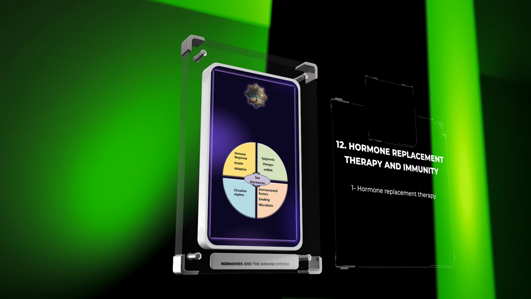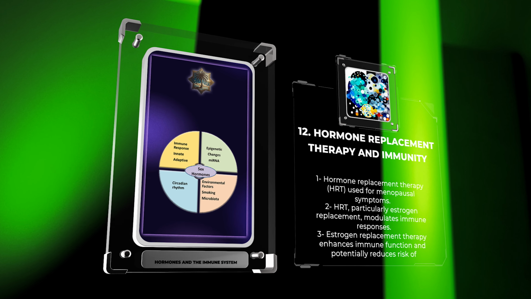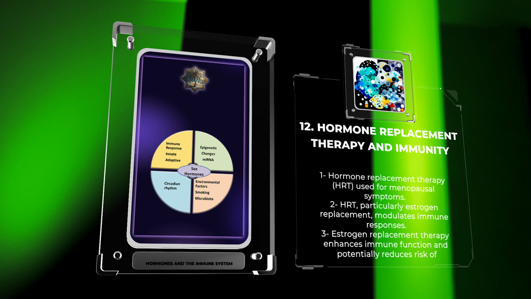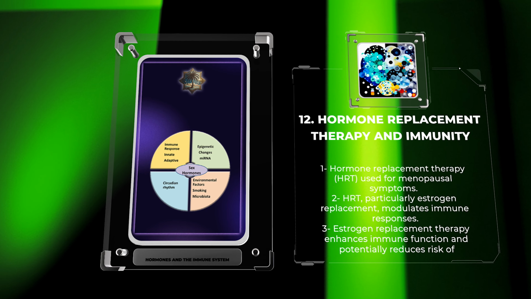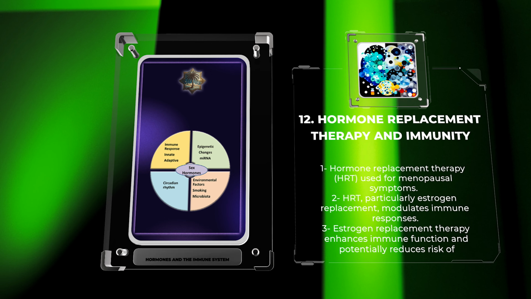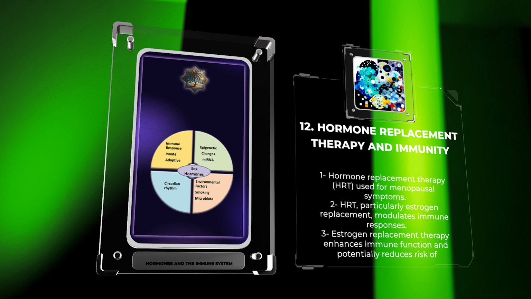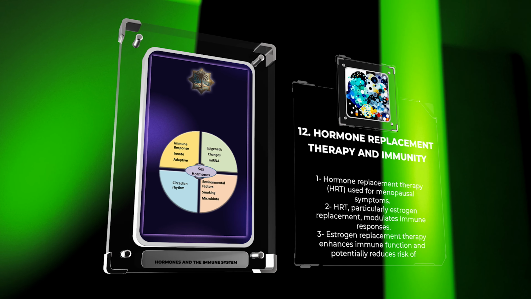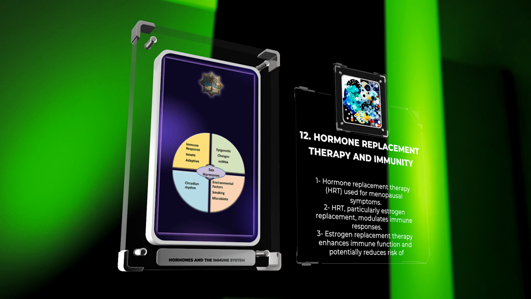Hormone replacement therapy, HRT, has been widely used to manage menopausal symptoms in women. HRT, particularly estrogen replacement, can modulate immune responses in postmenopausal women. Estrogen replacement therapy has been shown to enhance immune function, reduce inflammatory markers, and potentially reduce the risk of autoimmune diseases. However, the effects of HRT on immunity are complex, and individualized approaches should be considered based on patient characteristics and risk-benefit analysis.